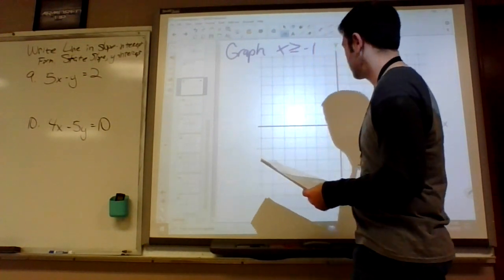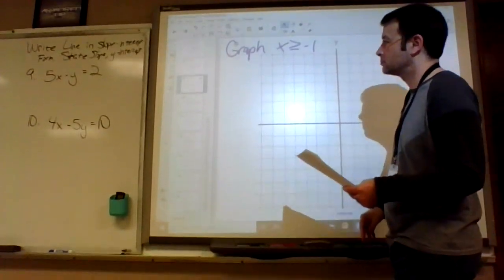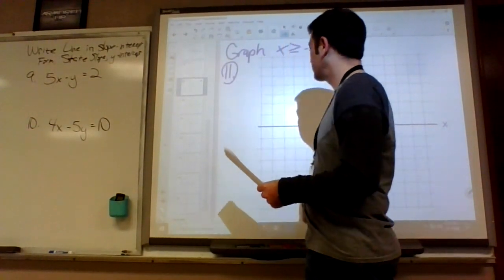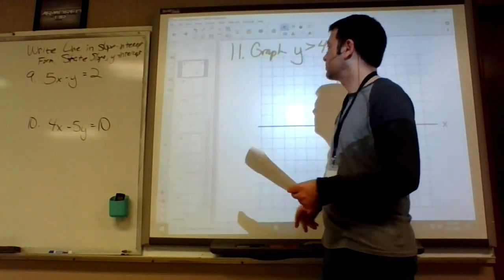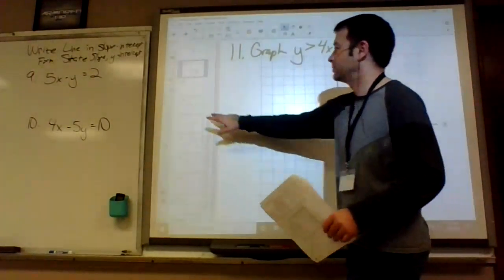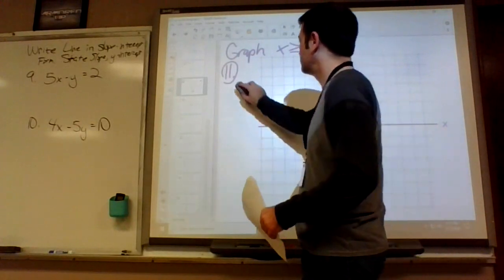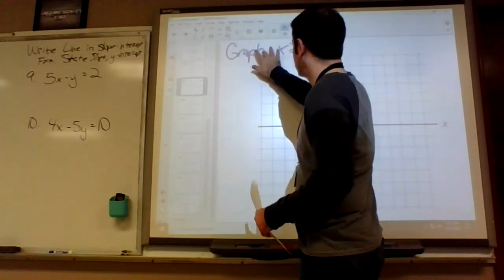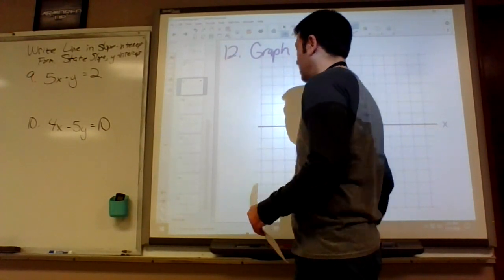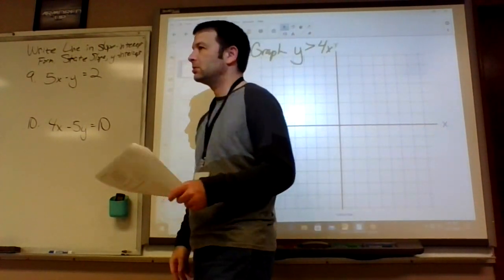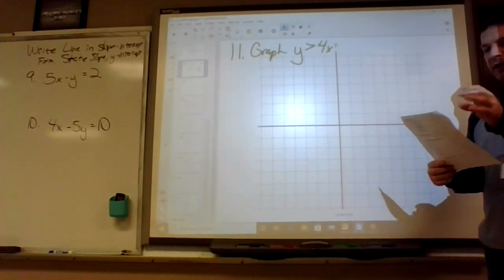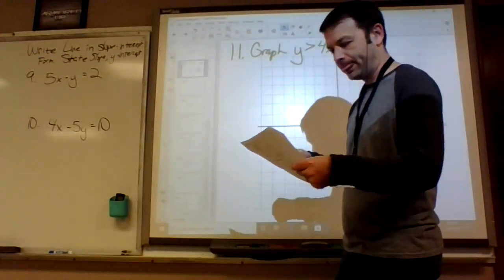Oh, sweet. I love these ones. Is that 11? It's fun because you get to shade it, like half of the blue. Oh, that's 11, okay, that was 12. 12 is x is less than or equal to negative 1, or greater than or equal to negative 1.